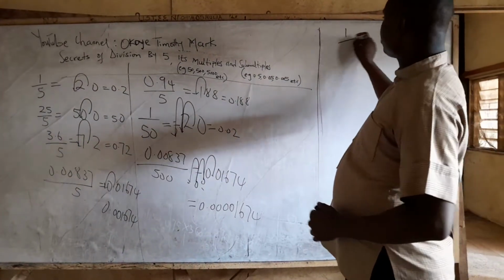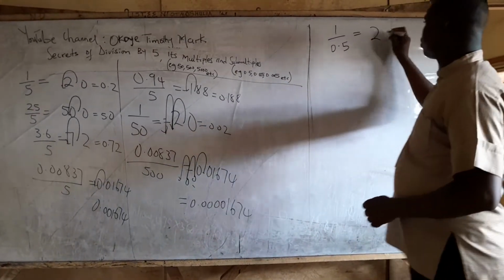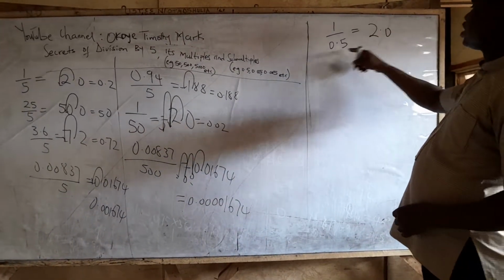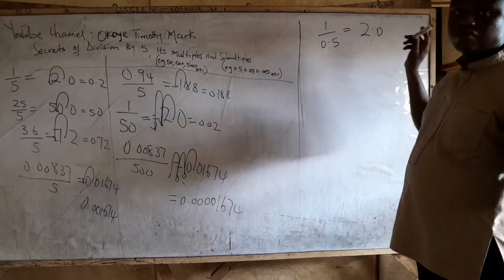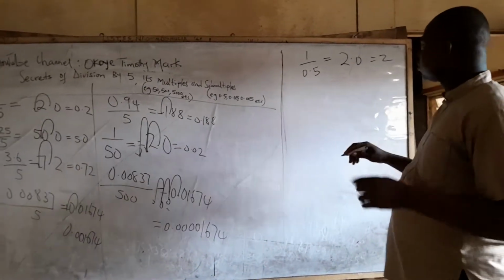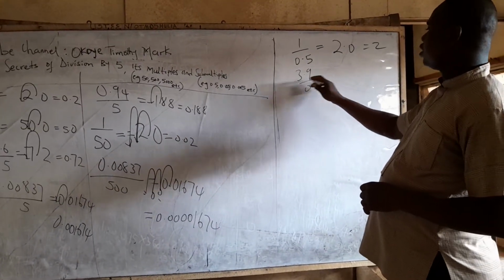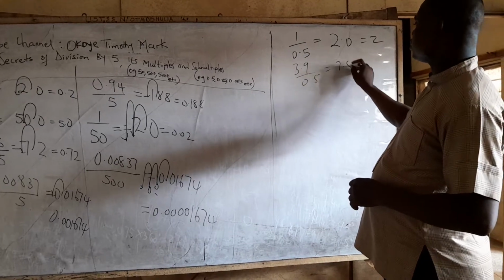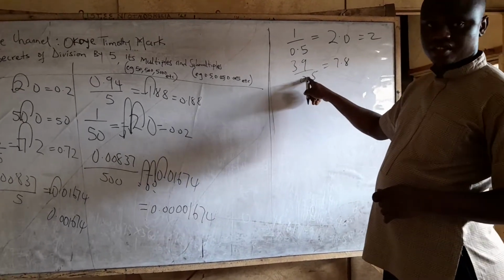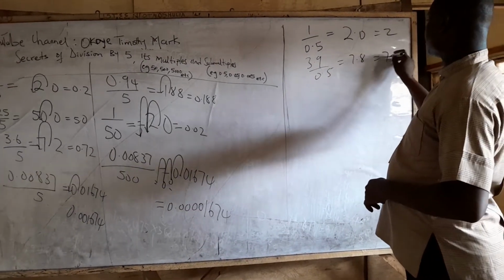For instance, 1 over 0.5, I'll double the digits, that is 2, and this is 2.0. There is no 0 here, so I'll leave the answer as 2. Even if I give you 3.9 over 0.5, I'll double it, that's now 7.8. There's no 0 in the decimal part of it, so the answer becomes 7.8.